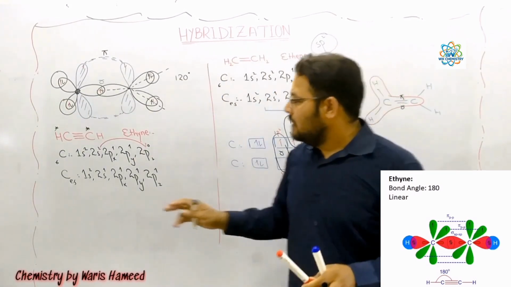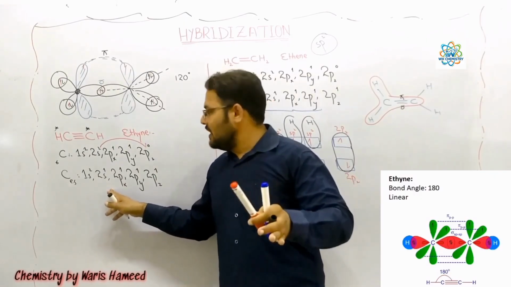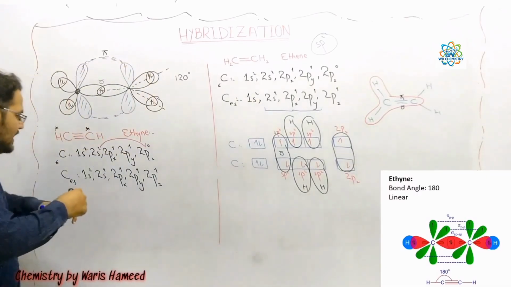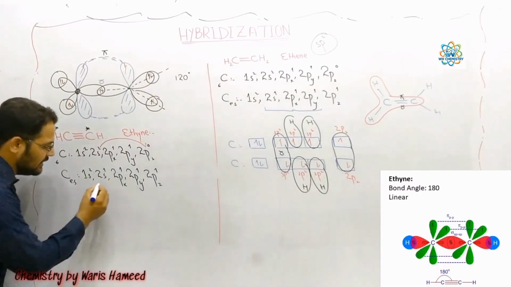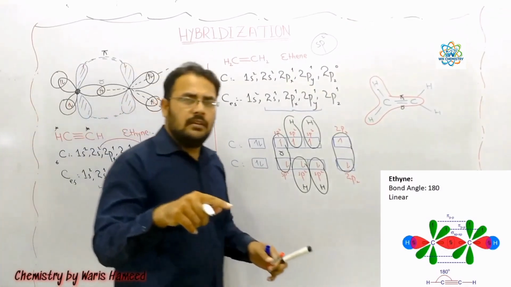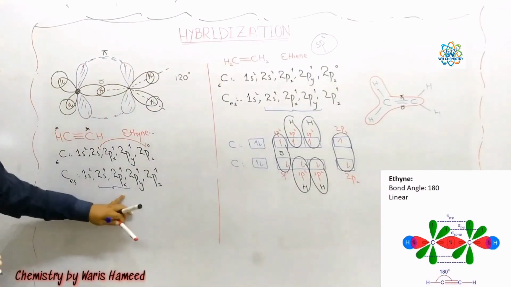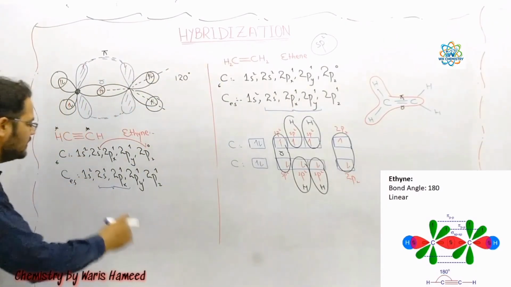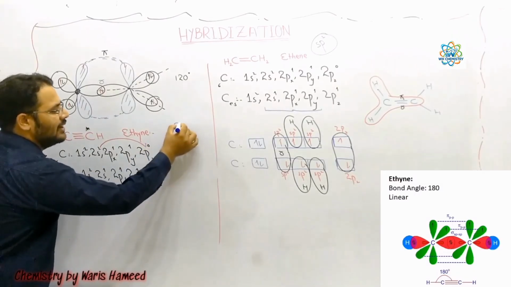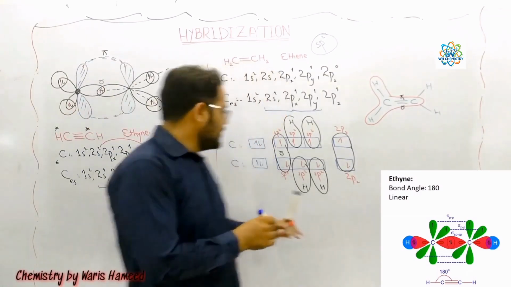So we can say that the inner two atomic orbitals will intermix to form new hybrid orbitals. These inner two orbitals, 2s and 2p, will intermix to form sp hybridization, sp hybrid orbitals. So we can say that ethyne will fall in sp hybridization.